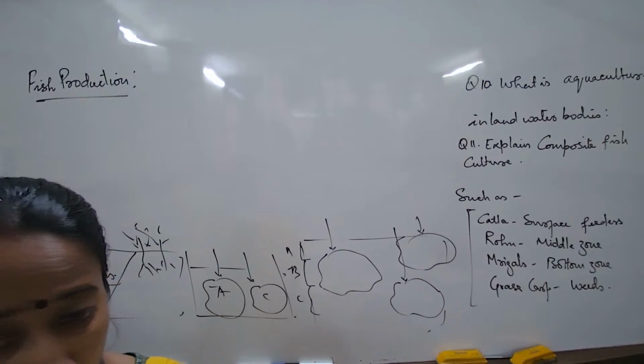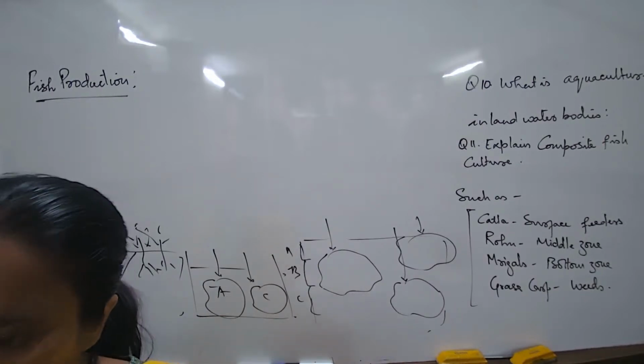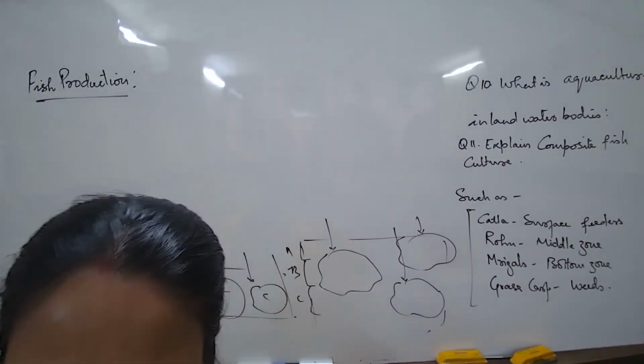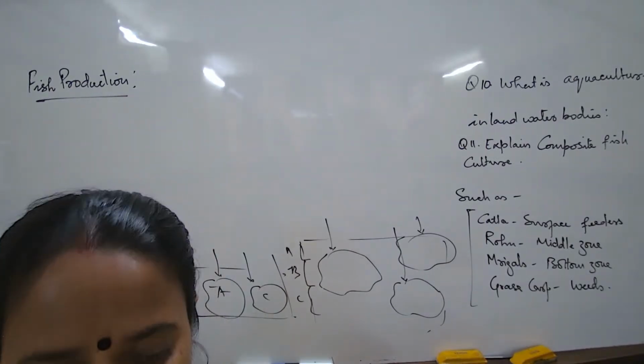Understood, what is the meaning of predation? What I told you just now: one type of fish feeding on the other. Avoids competition for food and predation.